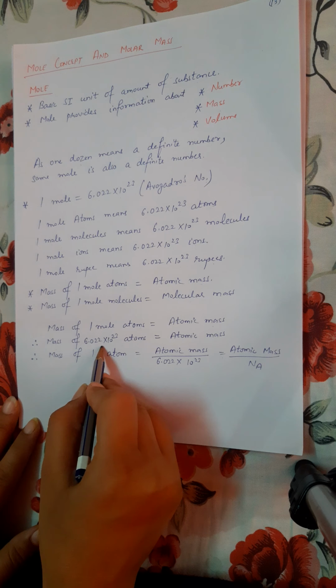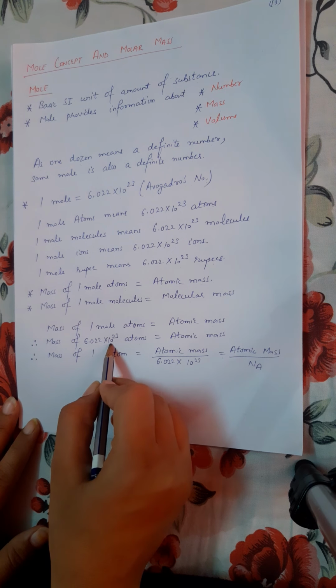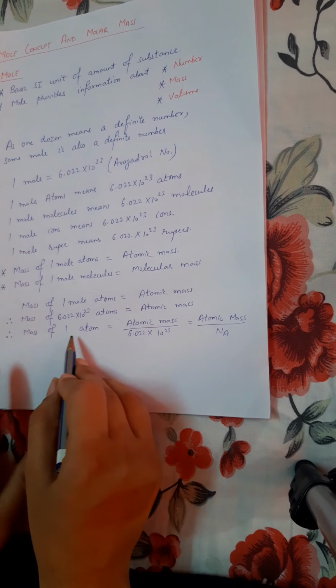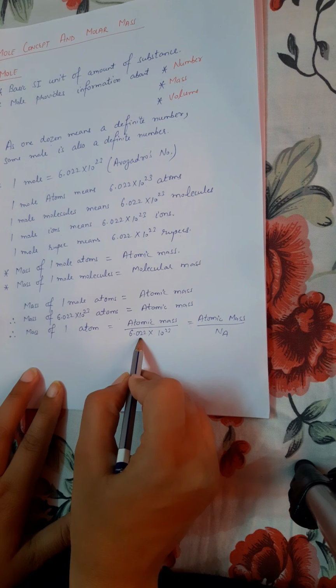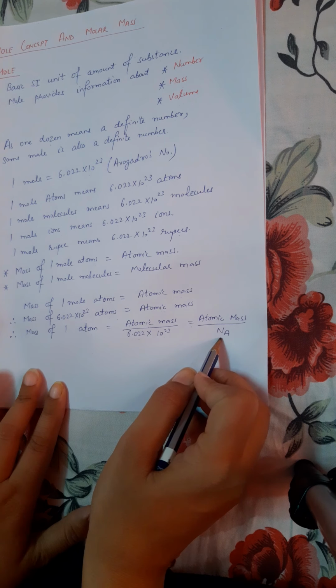Then mass of 6.02 into 10 to the power 23 atoms, 1 mole, is equal to atomic mass. So mass of 1 atom is equal to atomic mass divided by 6.022 into 10 to the power 23, means atomic mass divided by Avogadro number.